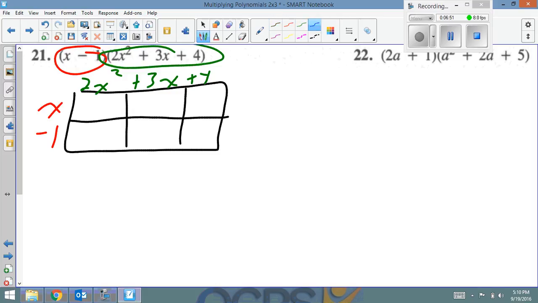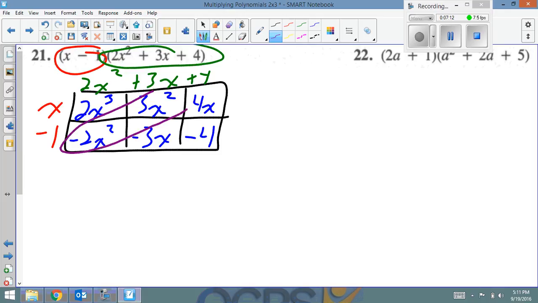In the first box, it's x times 2x squared, which is 2x to the third. This is x plus 3x, which is 3x squared. X times 4 is 4x. Negative 1 times 2x squared is negative 2x squared. Negative 1 times 3x is negative 3x. Negative 1 times 4 is negative 4.